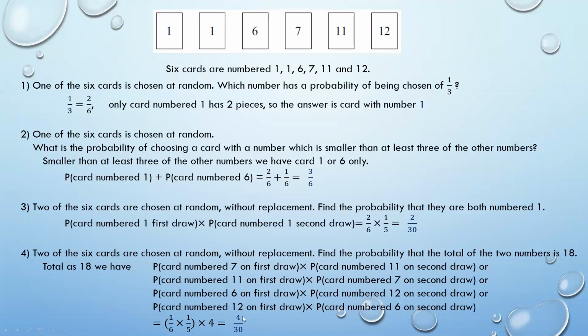In order to get 7 is 1 over 6. In order to get 11, also 1 over 6. To get 6, also 1 over 6. To get 12 is also 1 over 6. So actually you can see this is 1 over 6 times 1 over 5. Why does it become 5? Because without replacement, we don't put it back. So that means you need to multiply by 4 outcomes. When I multiply by 4, I get the final answer. Okay.